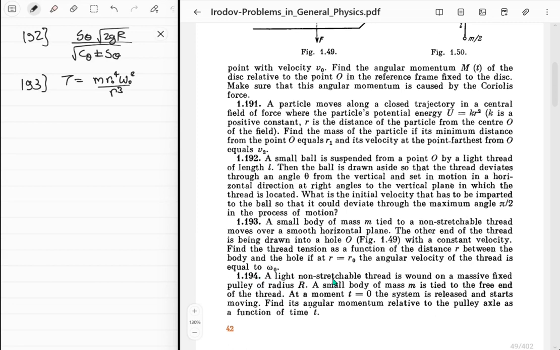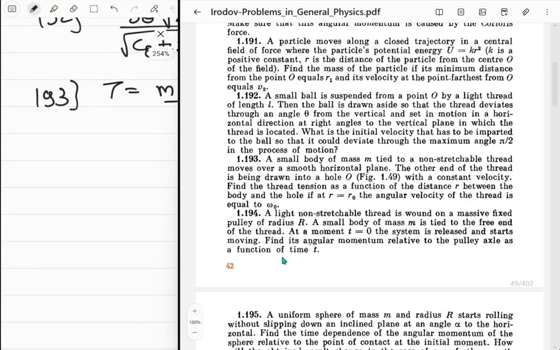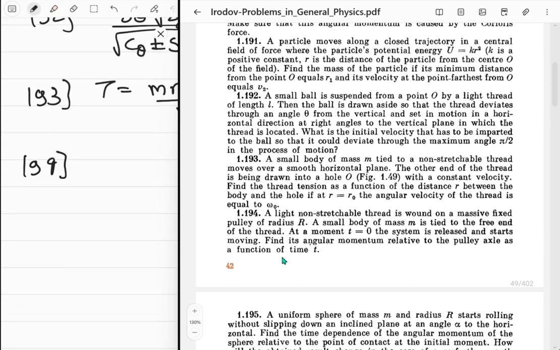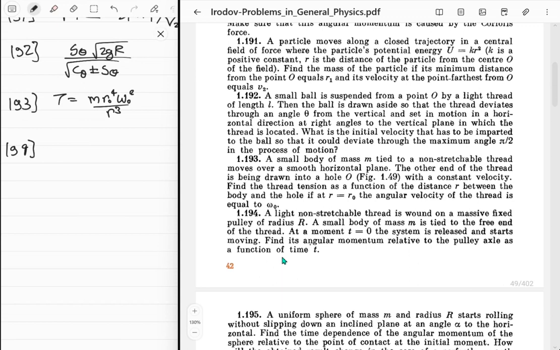194. A light non-stretchable thread is wound on a massive fixed pulley of radius r. A small body of mass m is tied to the free end of the thread. So we've got this pulley, yes, tied to the free end.